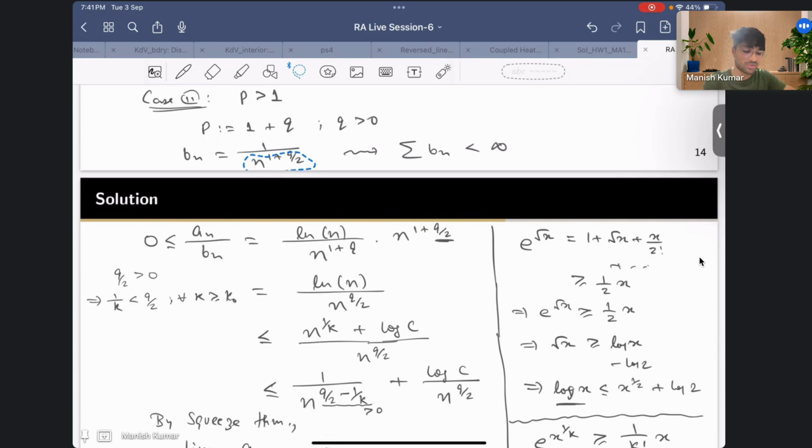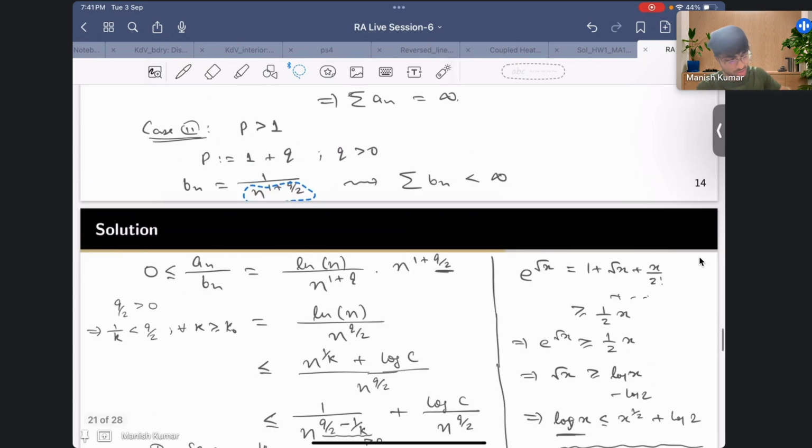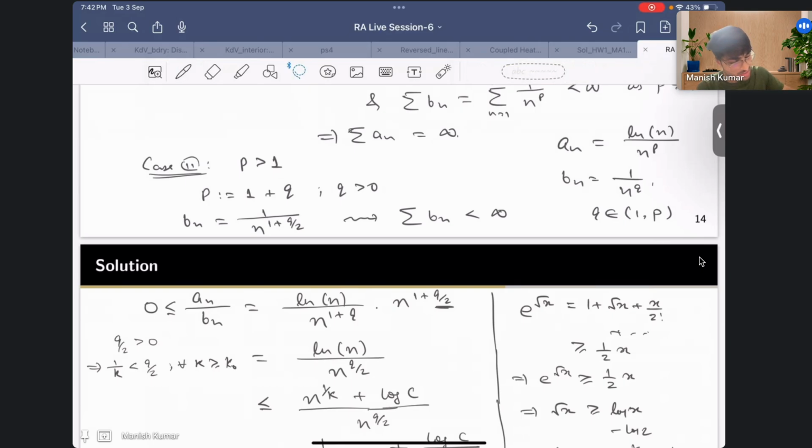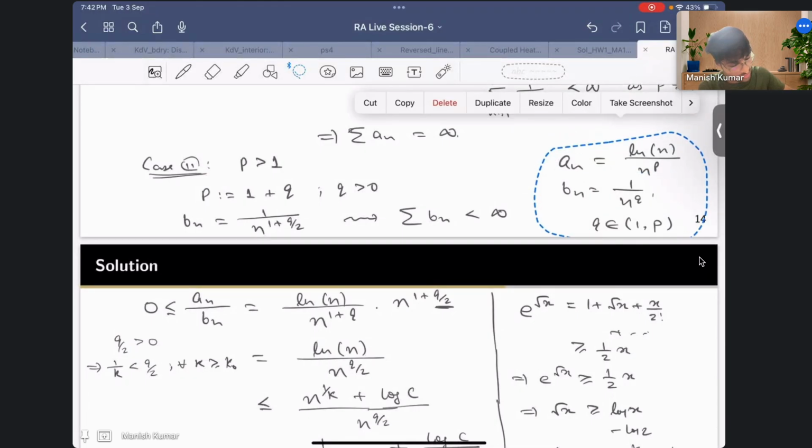So even if you forget about this whole thing, an is ln n upon n raised to the power p, and my bn is nothing but 1 upon n raised to the power q, where q belongs to (1, p). So it's less than p and greater than 1. That's the important thing. In crux, this is the whole crux of this proof.